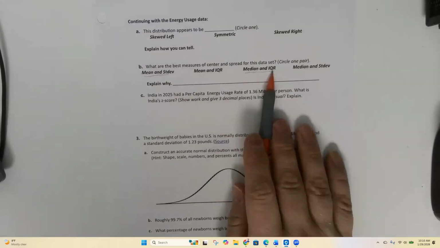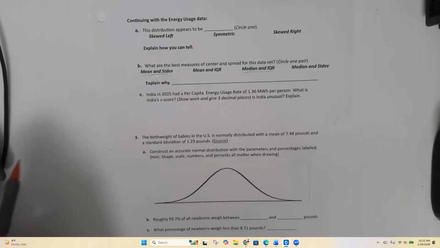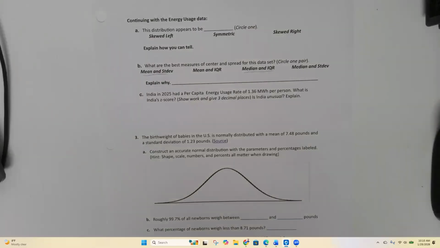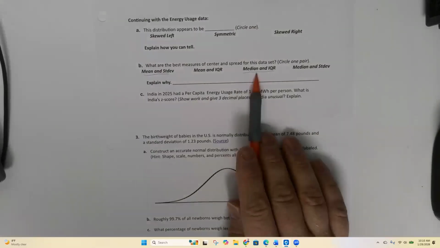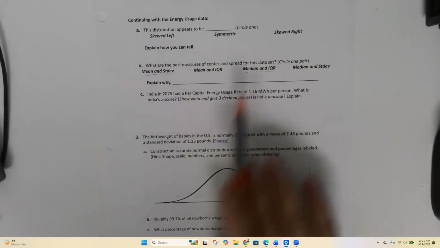Median and interquartile range are definitely something that, even though we don't hear about them, we usually talk about averages. Averages come up a lot in conversation, but median and interquartile range are usually much better when you're talking about skewed data, okay?